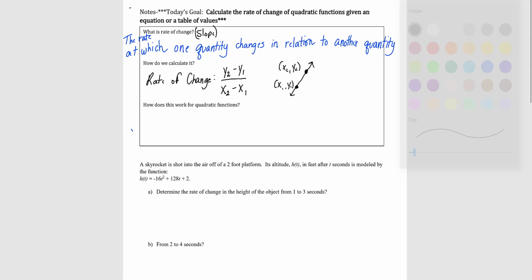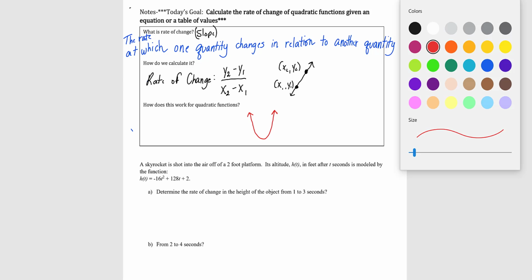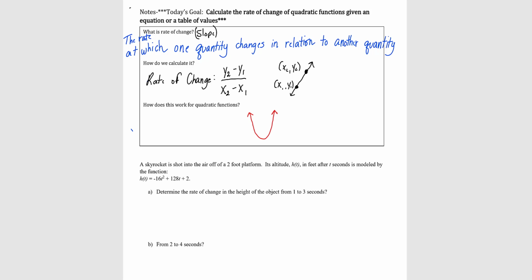The only difference is the quadratic function, of course, it's a parabola, which means we don't have the same rate of change or the same slope throughout this graph. So for instance, if we took these 2 points right here, we would still use the rate of change formula, but we would get a negative slope, right? Since the function is decreasing on this interval.